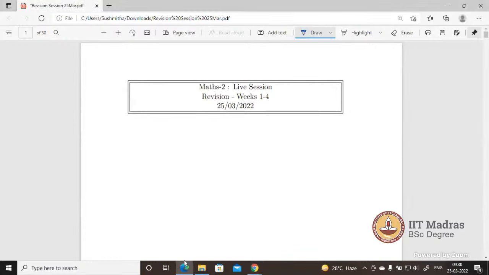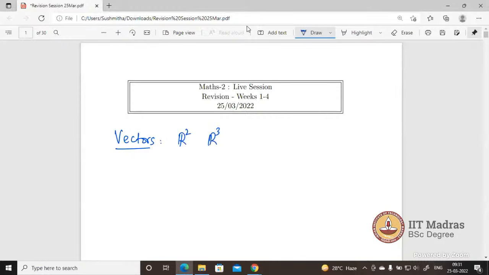So we'll have 4 revision sessions. We'll try to cover weeks 1 to 4 today, and we'll set the pace depending on how you want it to. So we'll start off with week 1. The course started by studying about vectors, right? So we started off with vectors in R2 and R3.